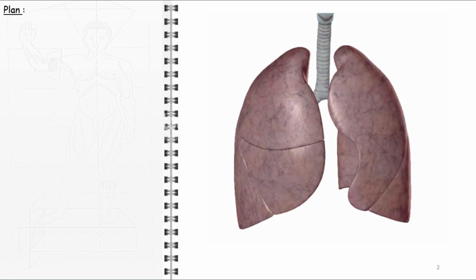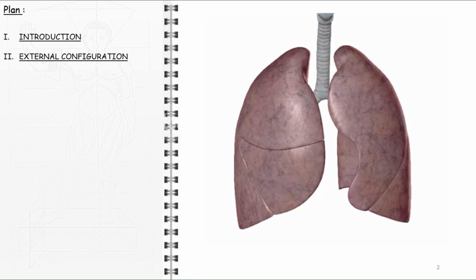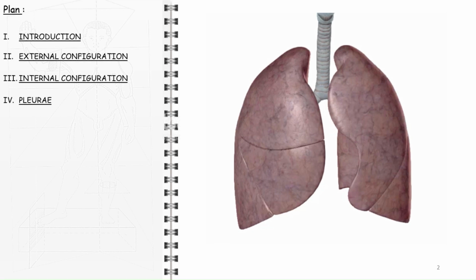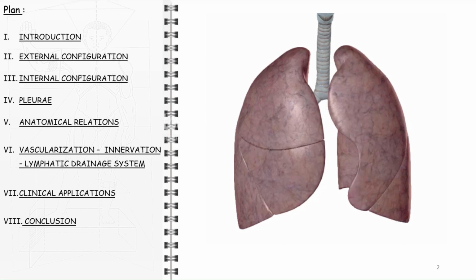To do so, we'll start with a brief introduction. Then we'll tackle the external and internal configuration of the lungs. We will discuss the anatomy of the pleurae. Then the anatomical relations of these structures, their vascularization, innervation, and lymphatic drainage system. And finally, some key clinical notes and applications, and a conclusion to summarize all the key points.